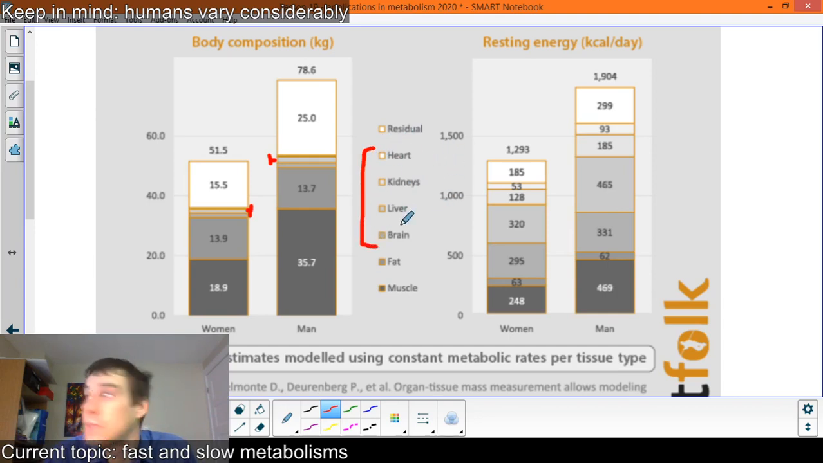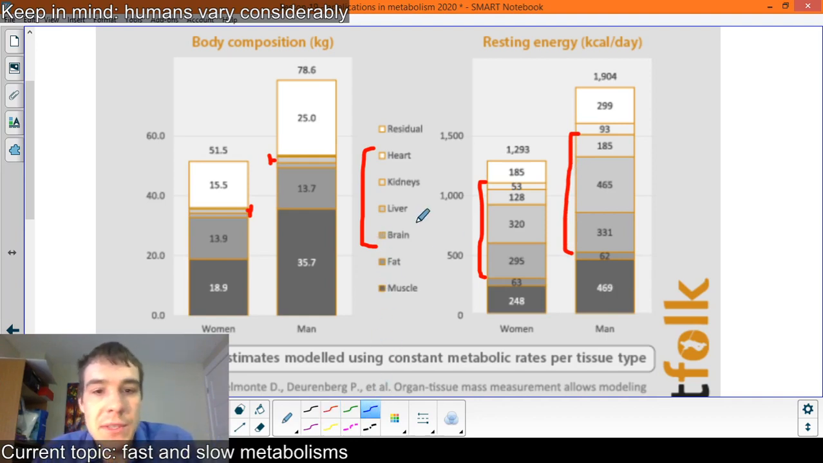But then when we jump over to the energy used in a day by these things, we can see it's pretty much backwards. These organs that take up such a small proportion of our mass use most of our daily energy. And the one that uses the most might surprise you. A lot of people think maybe the brain uses the most energy in the body, or maybe the heart, because it's always pumping blood constantly.